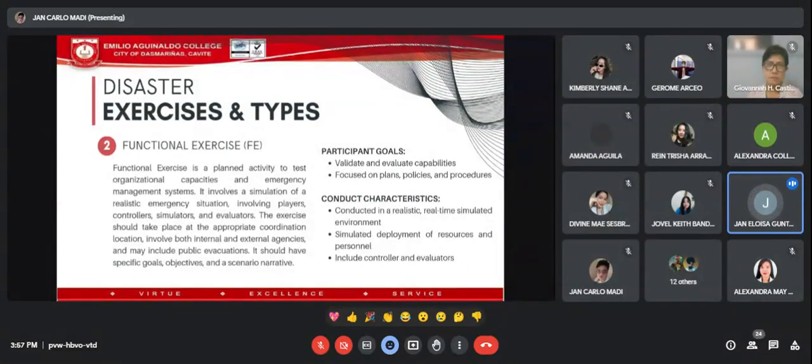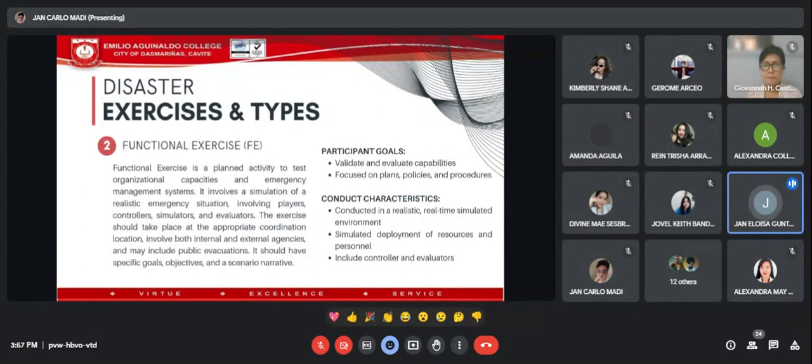And as for the goals po, first is to validate and evaluate capabilities. So dito, it aims to assess and confirm yung existing skills, knowledge, and competencies in a specific area ng participant in which yung objective is to validate their capabilities and para ma-ensure kung align ba sa standards or expectations na gagawin. Next is yung focus sa plans, policies, and procedures.